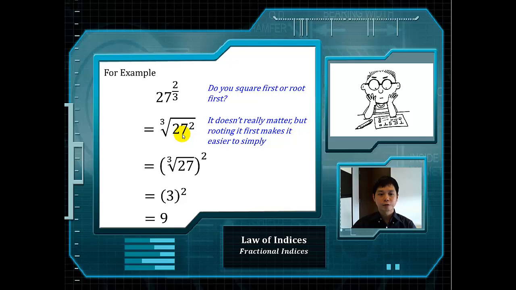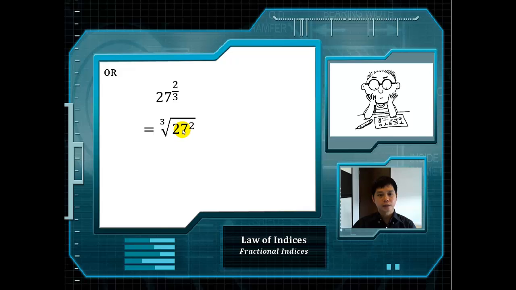Now, what happens if we have squared it first instead? To square 27, we get quite a big number, which is 729. And we will get 9.